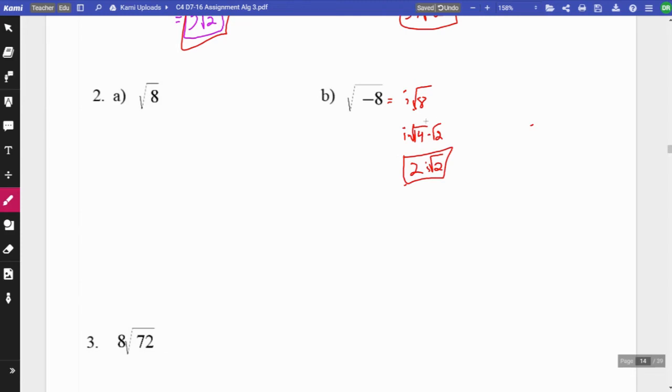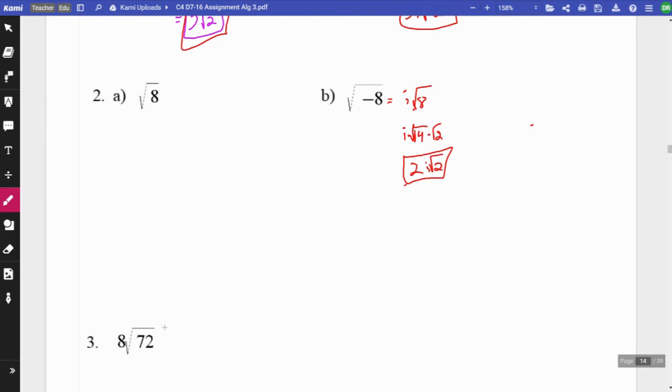Again, all we really did was take out an i, make it positive, and then 8 broke down into 4 and 2. 4 is a perfect square. That's how we get 2. This square root of 2 has to be stuck still in there. Nothing you can do about that. The reason why I skipped A in favor of B was because if we could do B, we could do A. It's the exact same thing. I don't have to take out an i.